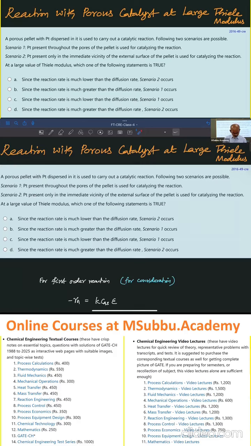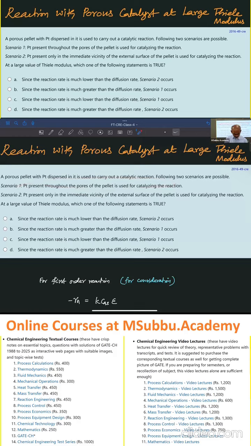Scenario 1: platinum present throughout the pores of the pellet is used for the catalytic reaction. That means the entire pores of the catalyst are used for the catalytic reaction, which means the pores are freely accessible. Only then is this possible.